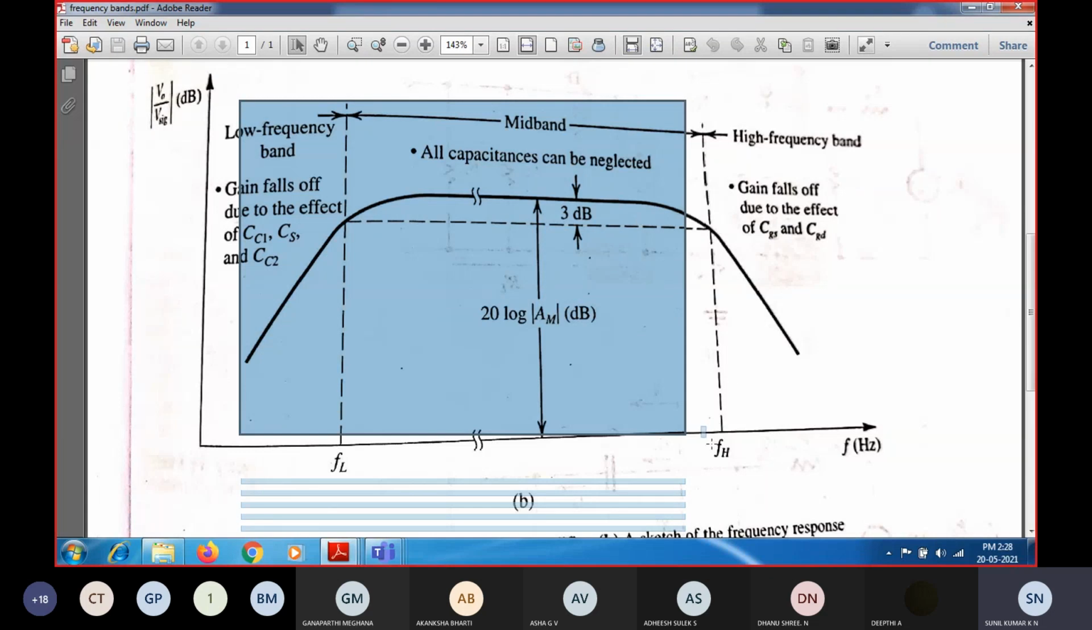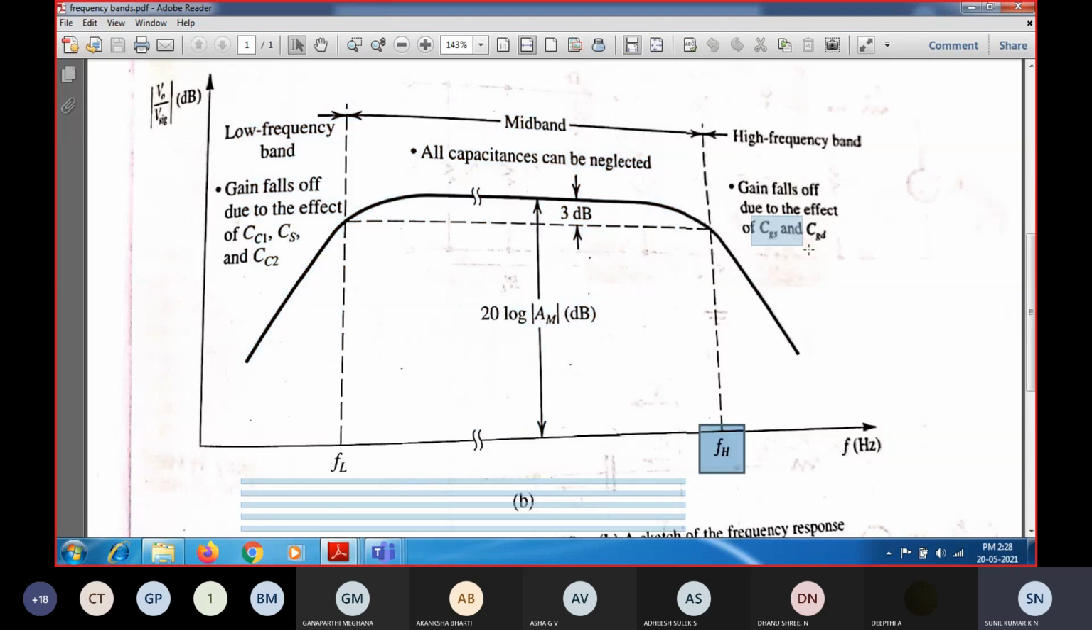Whereas when you cross above the upper cutoff frequency, the impedance of CGS as well as CGD will change. The capacitive reactance is going to reduce, so it is going to have a finite value, and it is going to cause the amplifier gain to roll off at higher frequency. Because of this, as you increase the frequency beyond the upper cutoff frequency, you can see the gain rolling off.